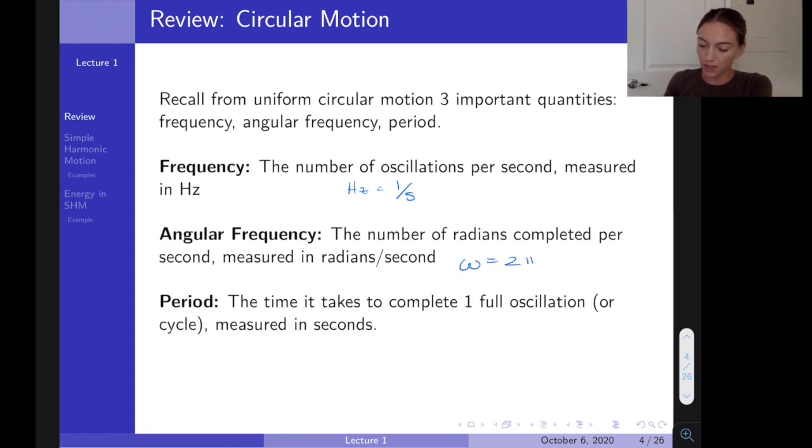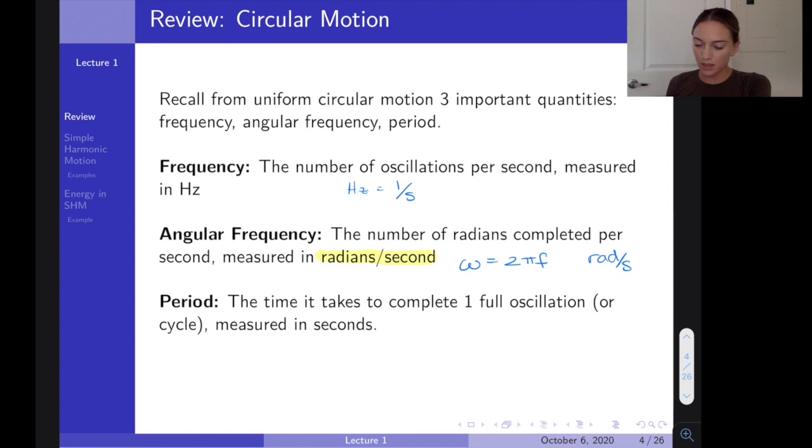Then angular frequency is just the frequency times 2 pi, and it is denoted by omega, the Greek letter omega here. So we just multiply the frequency by 2 pi, and we get the angular frequency. And it's important also to remember that the angular frequency is always measured in radians. So whenever you see angular frequency, always just automatically assume it's radians per second.